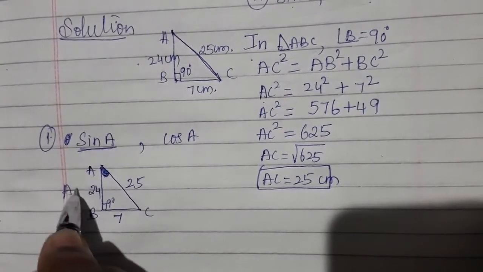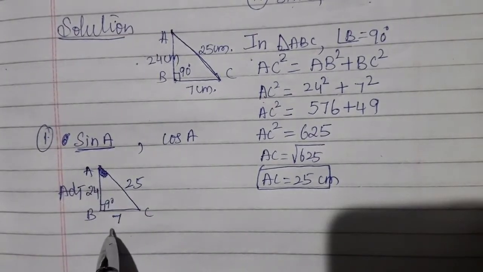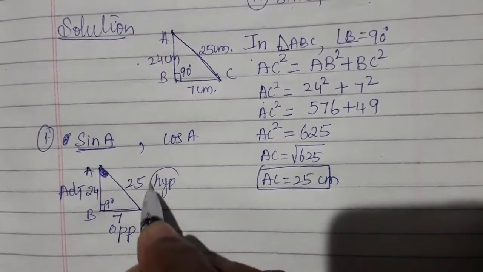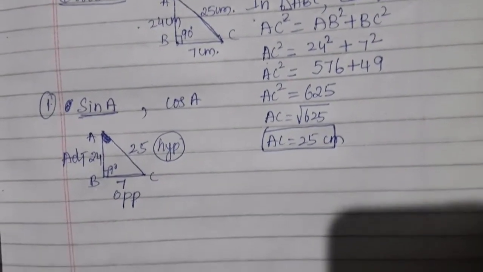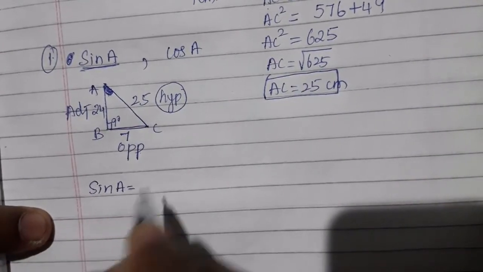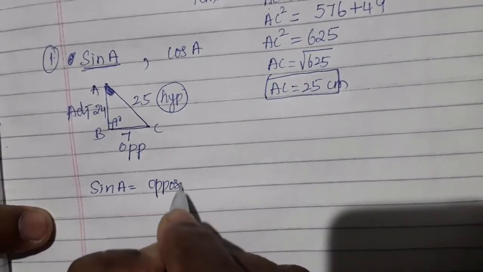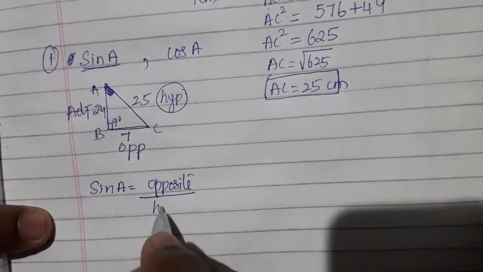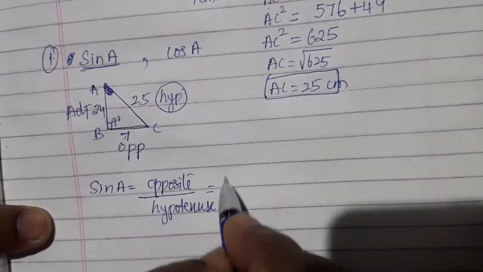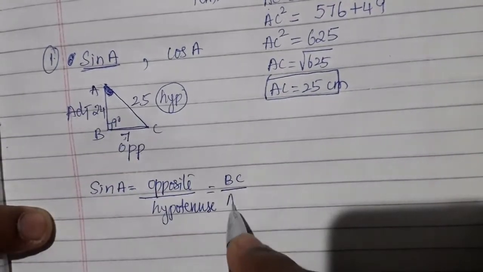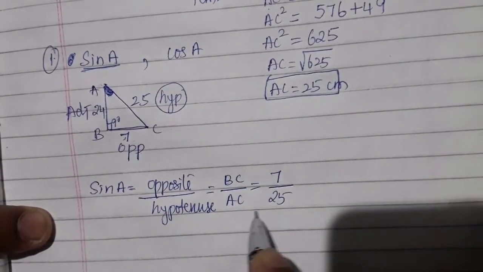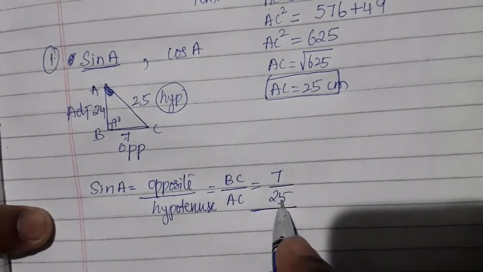A, AB is the adjacent side. BC is the opposite side. Hypotenuse is AC. So now we can find both the answers. Sin A is opposite side by hypotenuse. Opposite side BC is 7 centimeters, hypotenuse is 25. So we got sin A is equal to 7 by 25.